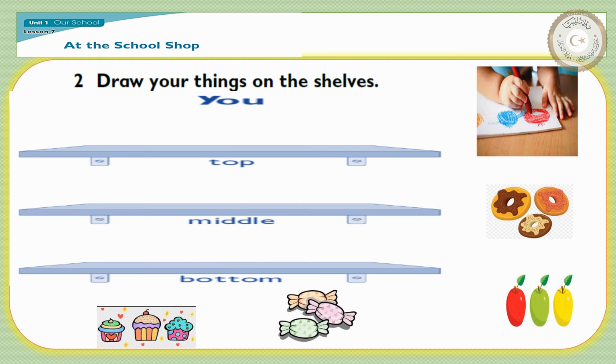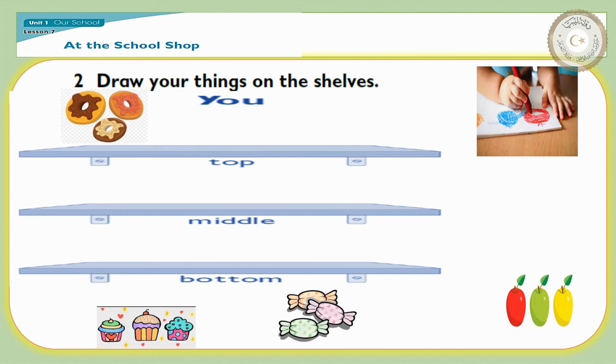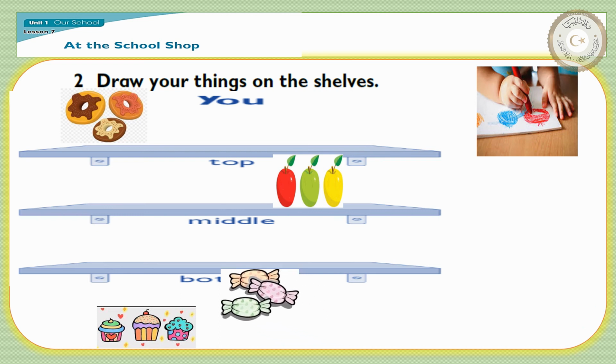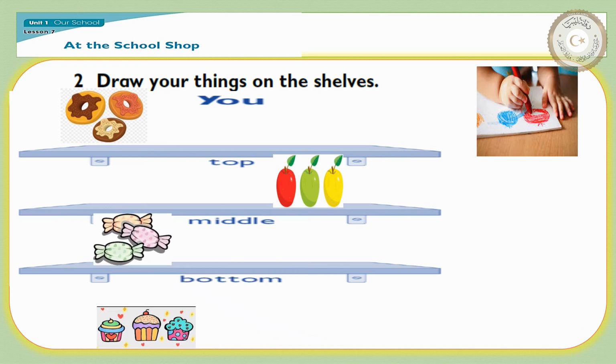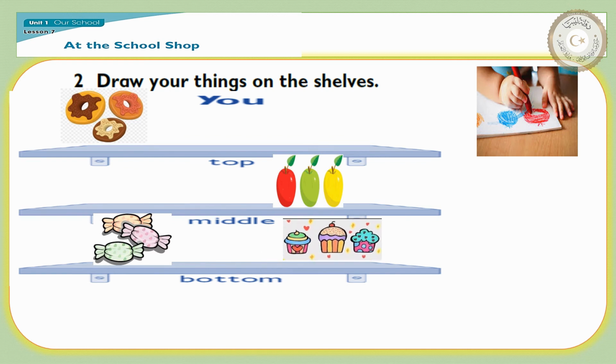So, what do you think? Where will I need to put my cookies? On the top. Excellent. So my cookies are on the top. What else? My apples, I need them in the middle. So my apples are in the middle. What about sweets? Sweets on the bottom. My sweets are on the bottom, and my cakes are on the bottom.